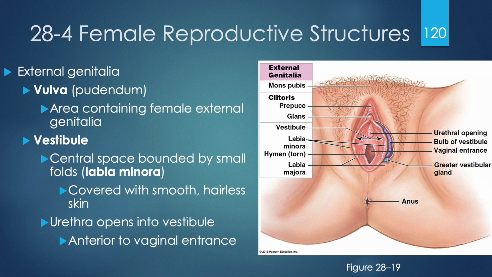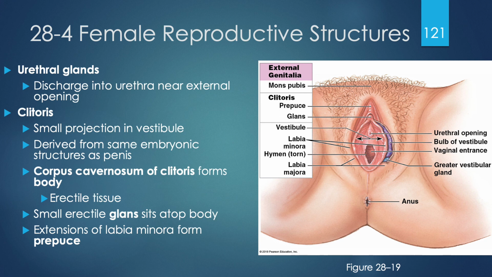The urethra will open up into the vestibule, and this is just anterior to the vaginal entrance. So in the image to the right, it actually is superior because this is an image of a woman in stirrups as opposed to a woman standing in anatomical position. The urethral glands will discharge into the urethra near the external opening.